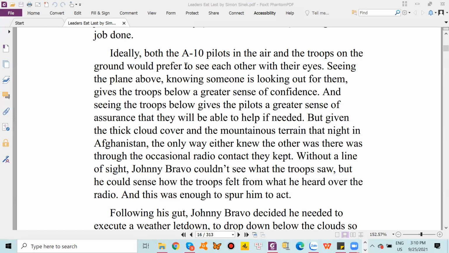Actually, both the A10 pilots in the air and the troops on the ground would prefer to see each other with their eyes. This is the first sentence, and we hope that today we are going to go through five sentences. First of all, please read from the very first sentence to the word "if needed." I'm going to give you like 1 minute to read from "ideally" to "if needed." So please read first.